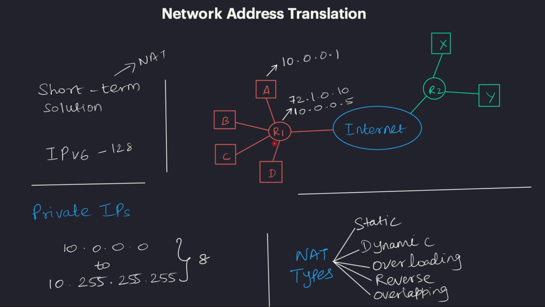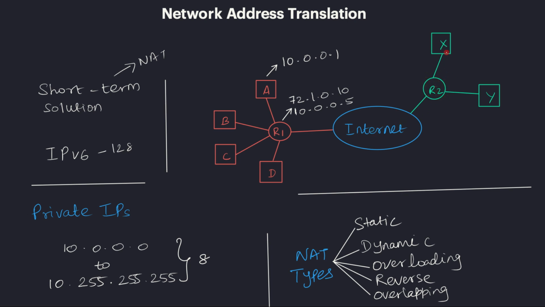So what it does is, it changes the source IP address of that message to the public IP address that it has. Okay, so this has the public IP address of 72.1.0.10. So when the message comes to router 1, it changes the source IP address from 10.0.0.1 to 72.1.0.10, and now that message is sent to the internet and it reaches router 2.